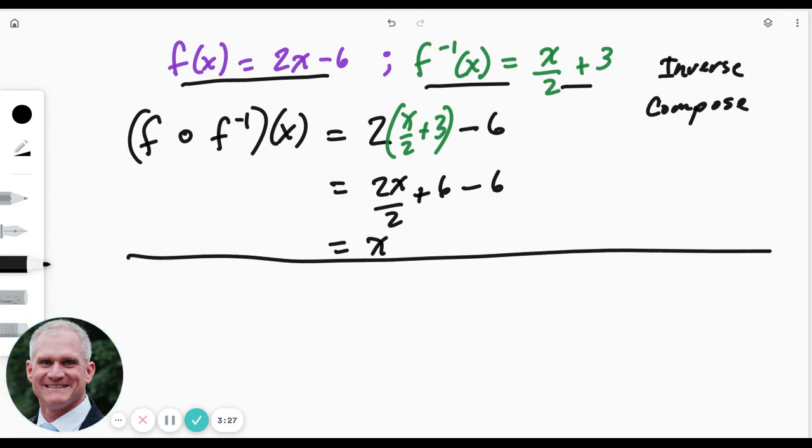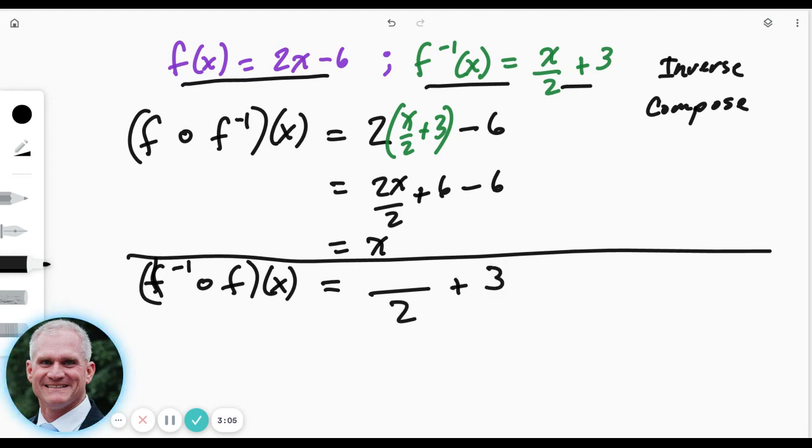If we want to do it the other way and take f inverse composed of f of x, so we just do it in the opposite direction, what does that look like? Well, we start with f inverse of x. So we start with what we're going to put in here over the 2 plus our 3.